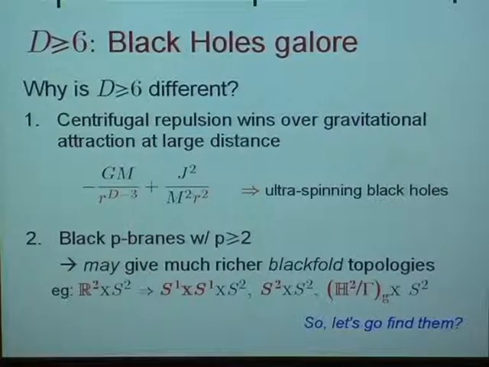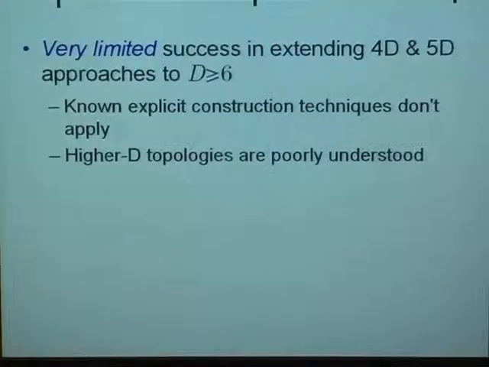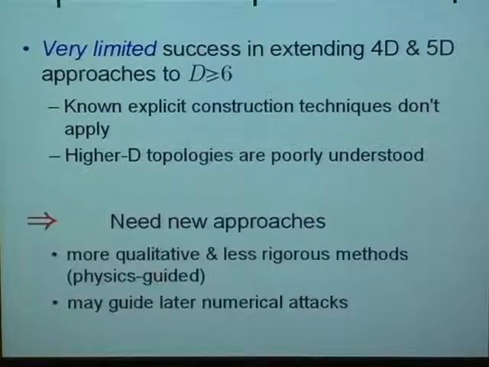So, can we go and find all these new solutions? Well, we can try, but it turns out that if you try to apply the techniques that were successful in 4 and 5 dimensions, then you find that these are mostly dead ends. The known explicit construction techniques don't apply. As you go to higher dimensions, of course, the classification of topologies is less and less well understood. So it really looks like we have to try new ideas.